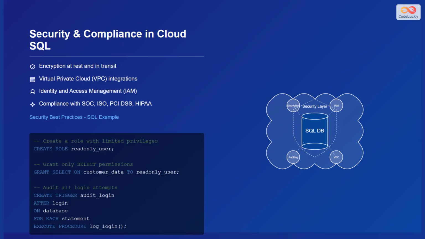To create a role with limited privileges, the command is create role read-only_user. We grant only select permissions using the command grant select on customer_data to read-only_user. We can audit all login attempts using the command create trigger audit_login after login on database for each statement execute procedure log_login.